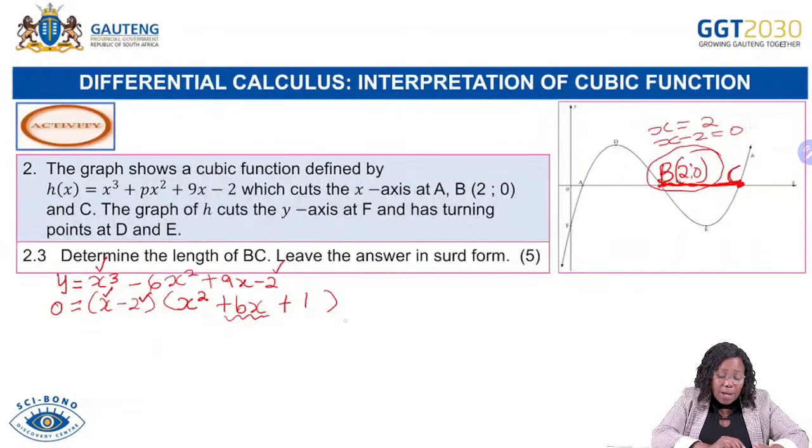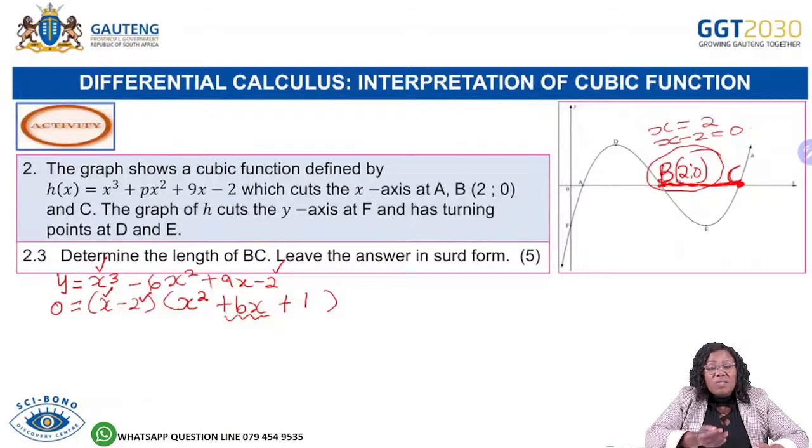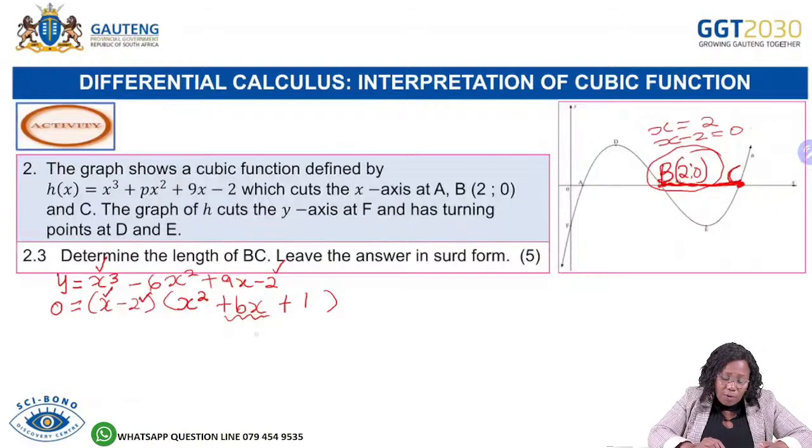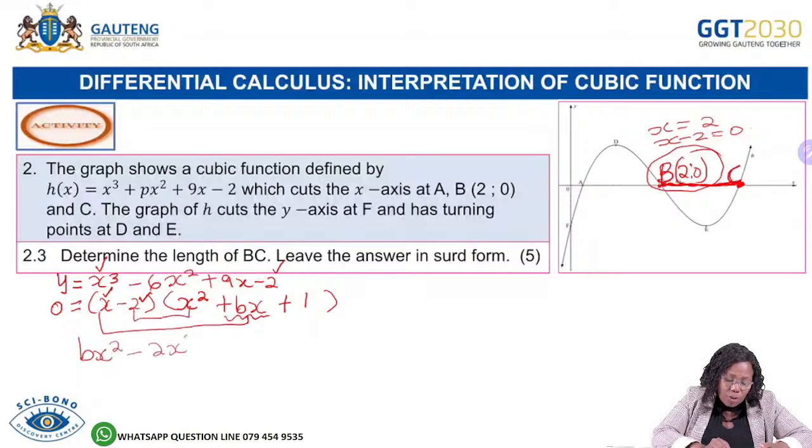Then we are going to apply the short method. They call it the inspection method, but I prefer to say the short method of factorizing. You can use synthetic division, you can use long division, you can use any method that you are comfortable with, grade 12, to find the factors of this. Now, to use the short method, we multiply x times b, that is bx squared, and minus 2 times x squared, that is minus 2x squared.